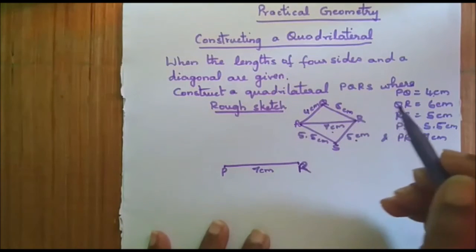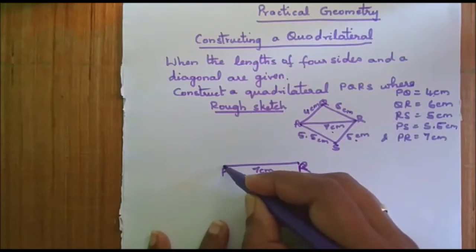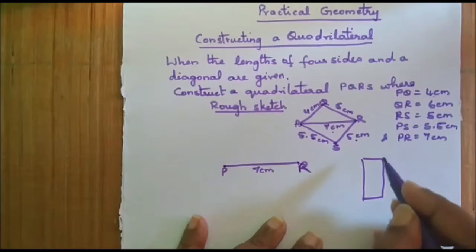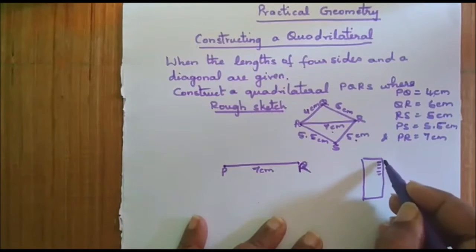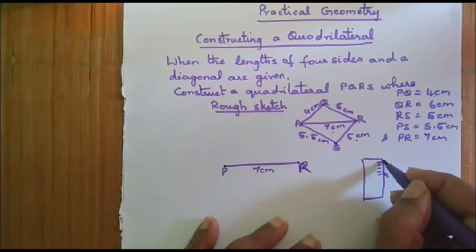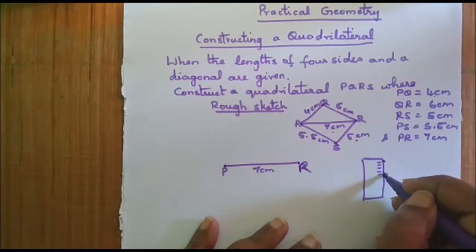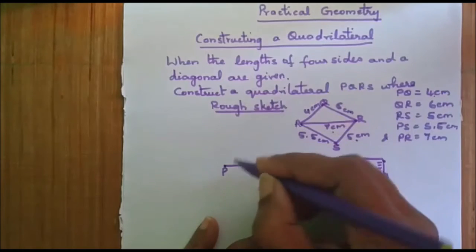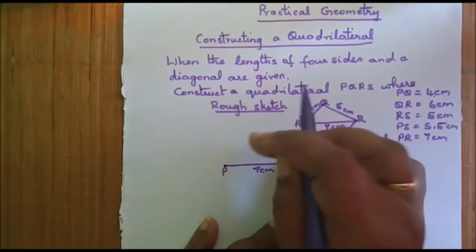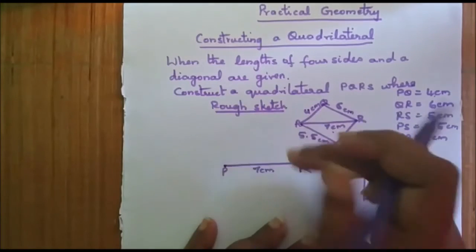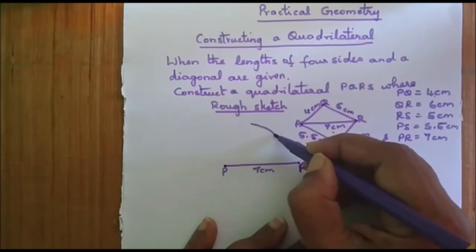Now what you have to do is, with P as center, take your scale and measure 4 centimeters on it. How do you do it? Open your compass, keep the pointed tip at 1 and the pencil tip at 4. You get 4 centimeter. Keep measuring 4 centimeter in your compass, place it at P and draw an arc here. So I will get an arc here.